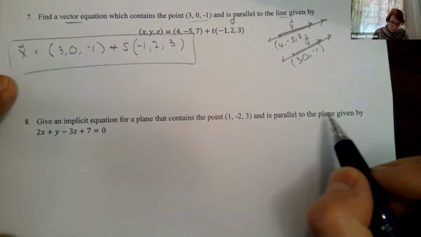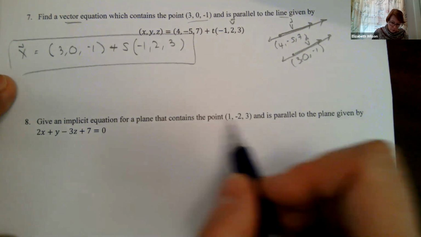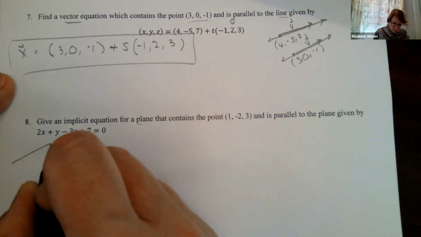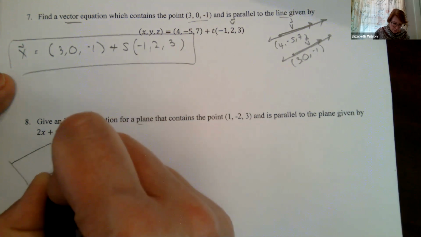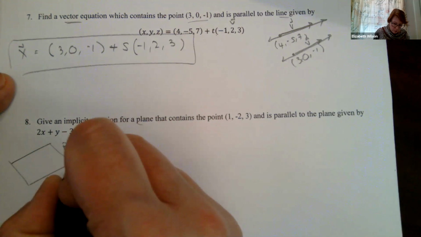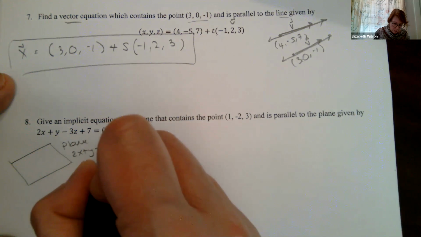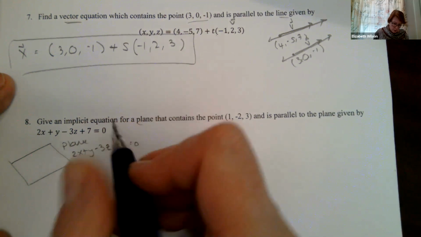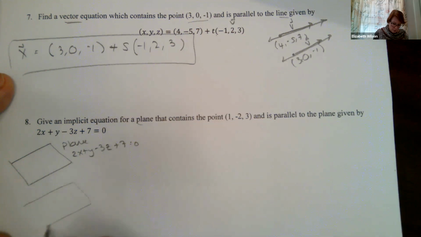Here we have two parallel planes. There's the equation for the plane. So I'm going to have a plane 2x plus y minus 3z plus 7 equals 0. And I have another plane.